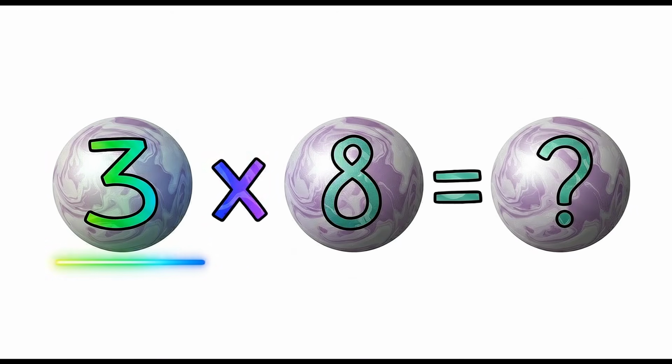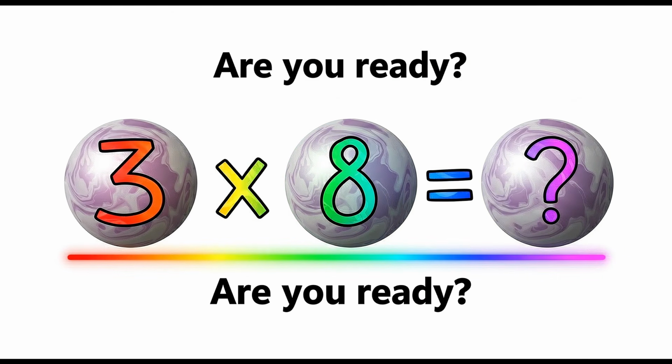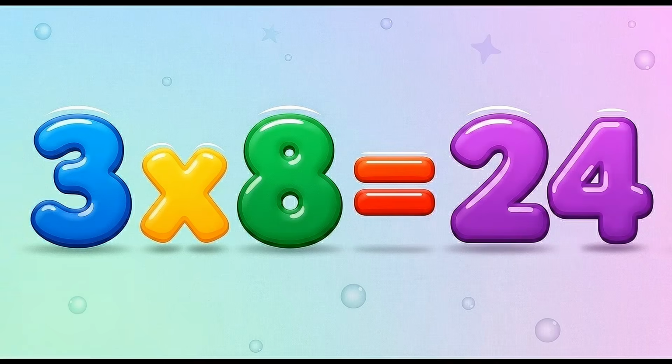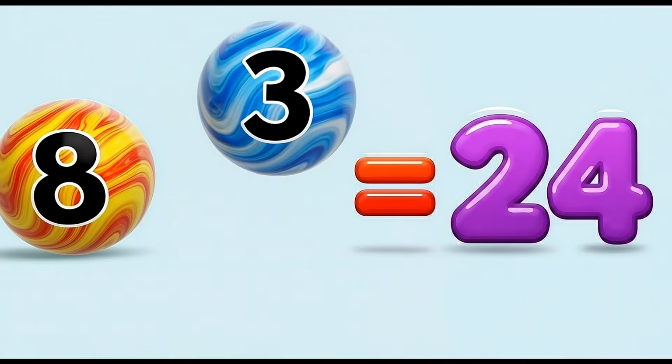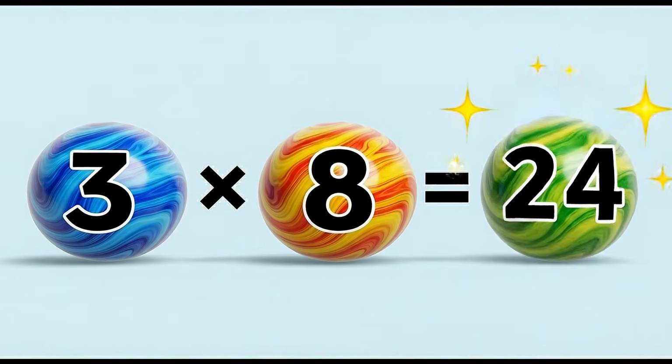Now it's your turn. 3 times 8 equals... The answer is 3 times 8 equals 24. Let's repeat it one more time. 3 times 8 equals 24.